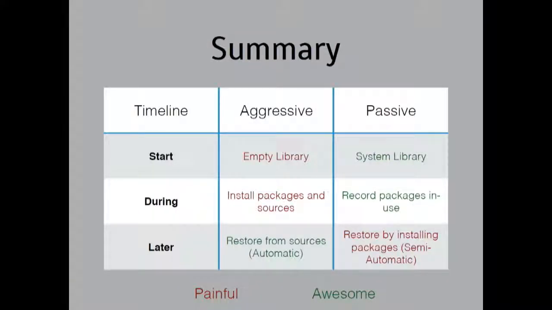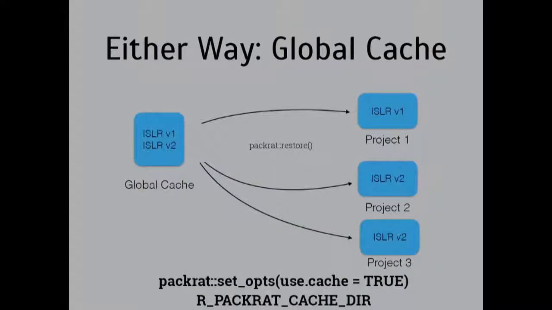package. So to summarize, in these two approaches, you can either keep everything as you go, and then at the end, it's really easy to restore things, or you can just keep a lightweight file, and at the end, you have to do some more work to restore your environment. Maybe you have to go find those packages if packrat::restore isn't automatic. What I'd argue is that the aggressive approach is painful, the passive approach is sometimes easier.